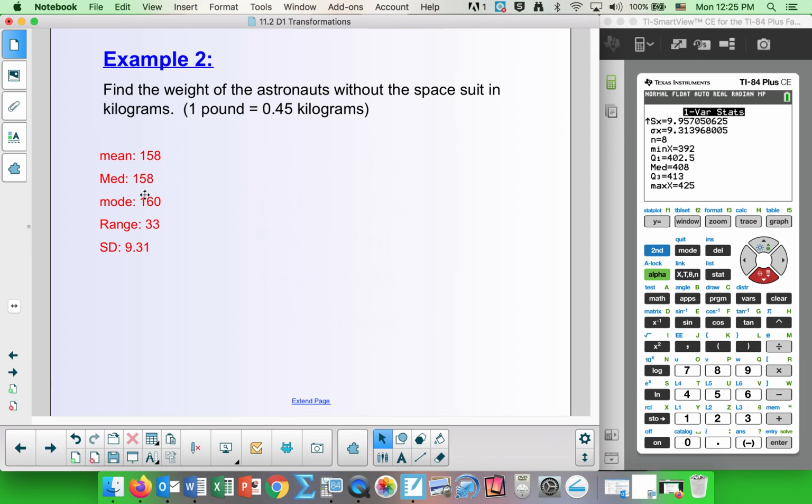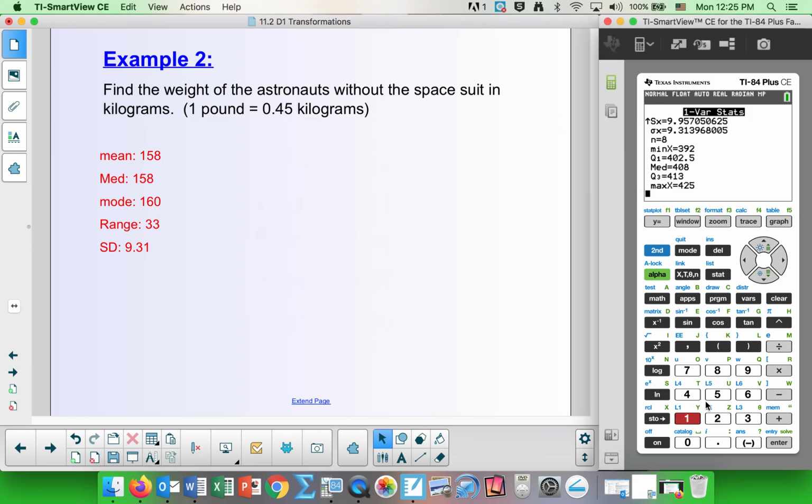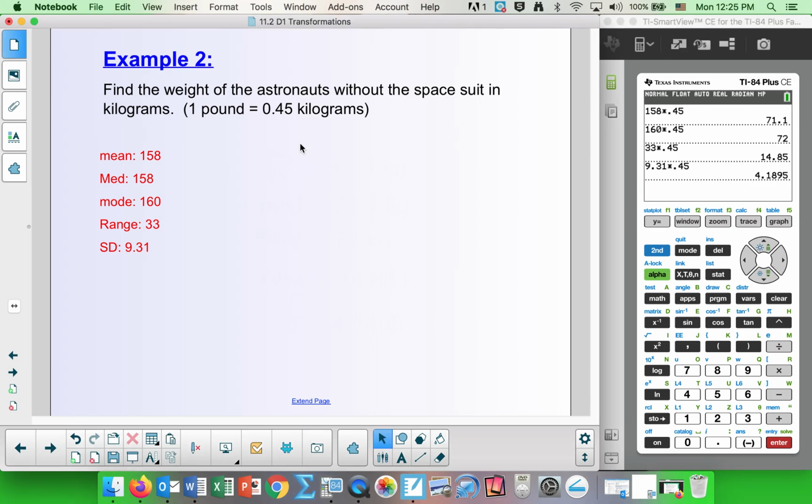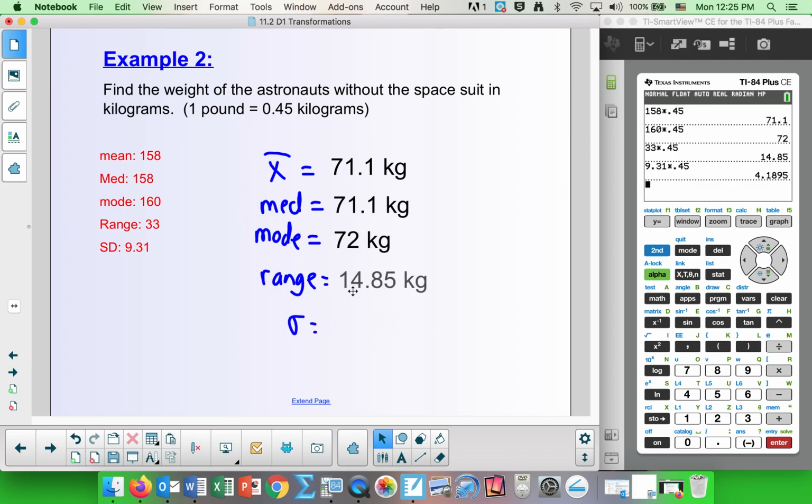So I just can multiply the mean, median, mode, range, standard deviation by that. So I can just take 158 multiplied by 0.45. All right, I already have 158 done again. I can take 160 and multiply it by 0.45. All right, I can take 33, multiply it by 0.45, and I can take 9.31 and multiply it by 0.45. It's the same constant. And so now, all right, on here, where is it? There it is. There's my new mean, median, mode, range, and again, remember standard deviation.